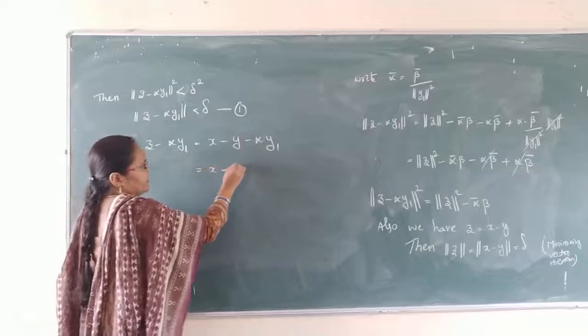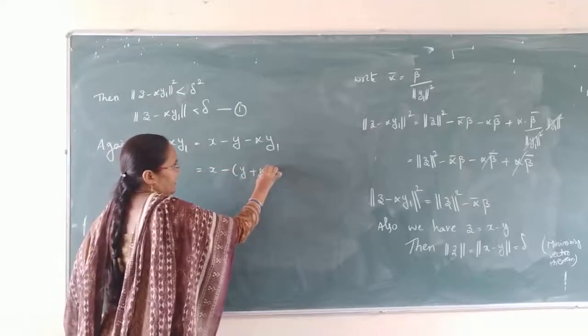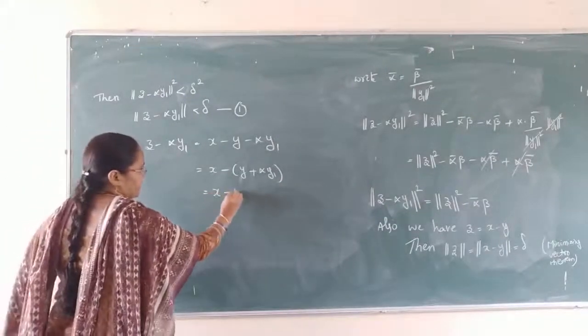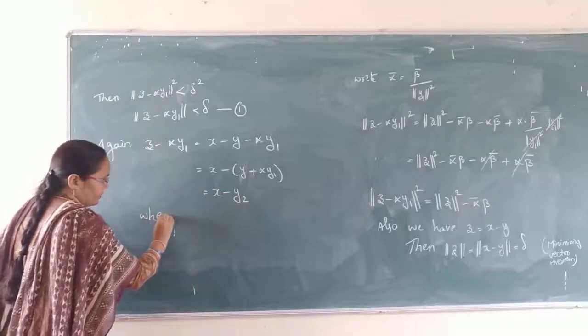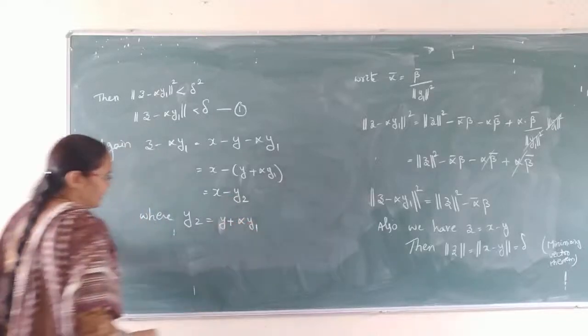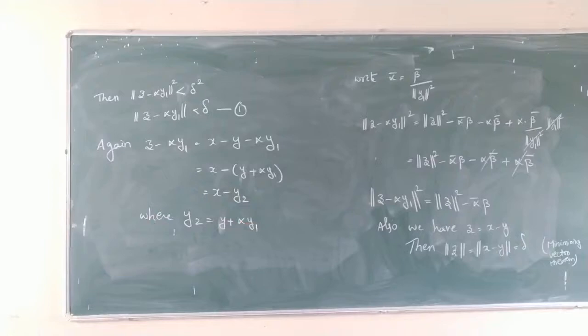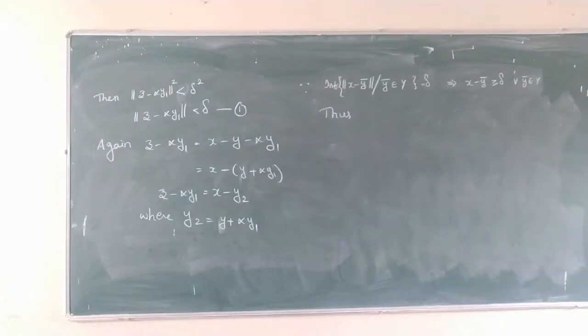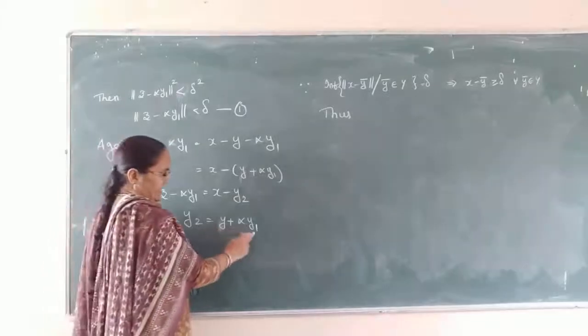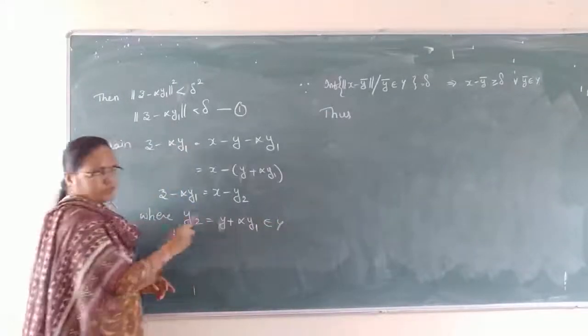Take minus common. Then y plus alpha y1. Now this entire thing, take it as y2, x minus y2, where y2 is equal to y plus alpha y1. See now, last line is where y2 is equal to y plus alpha y1. Entire thing belongs to the Y only, so that y2 also belongs to Y only.